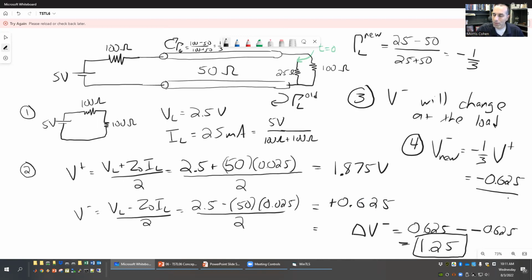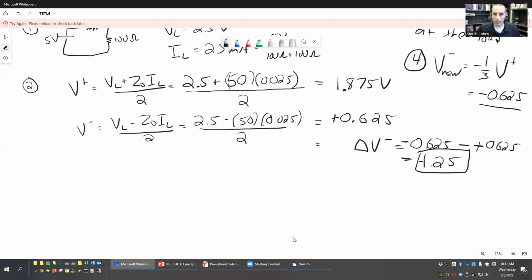I'm sorry, I got this backwards. This is minus 0.625 minus positive 0.625. So this is actually a negative value because it dropped. It started out as positive 0.625 and became a negative value. So the delta there is negative. So this is the voltage wave that we're going to inject in our transmission line. All right, so let's set up the bounce diagram and solve it.